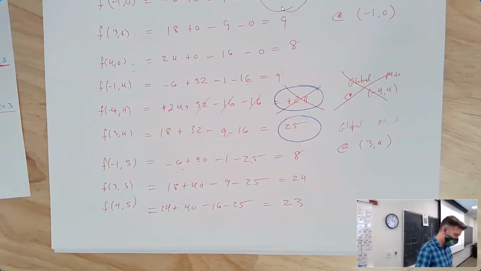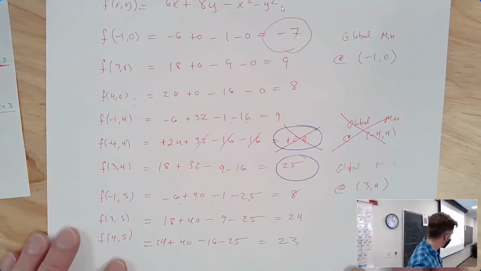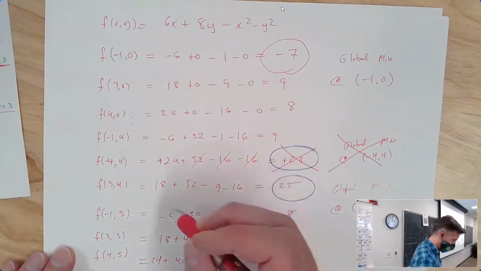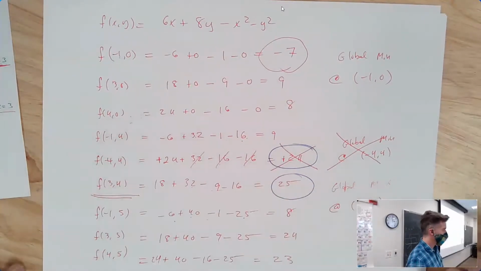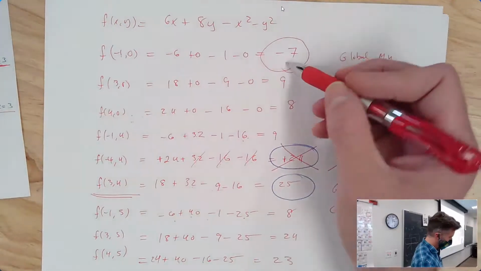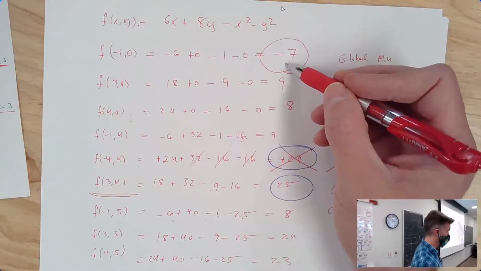All right. So interestingly, this happens a lot actually. This function does have one of its extrema at the critical point, 3, 4. Its other extrema is occurring at a corner, -1, 0.